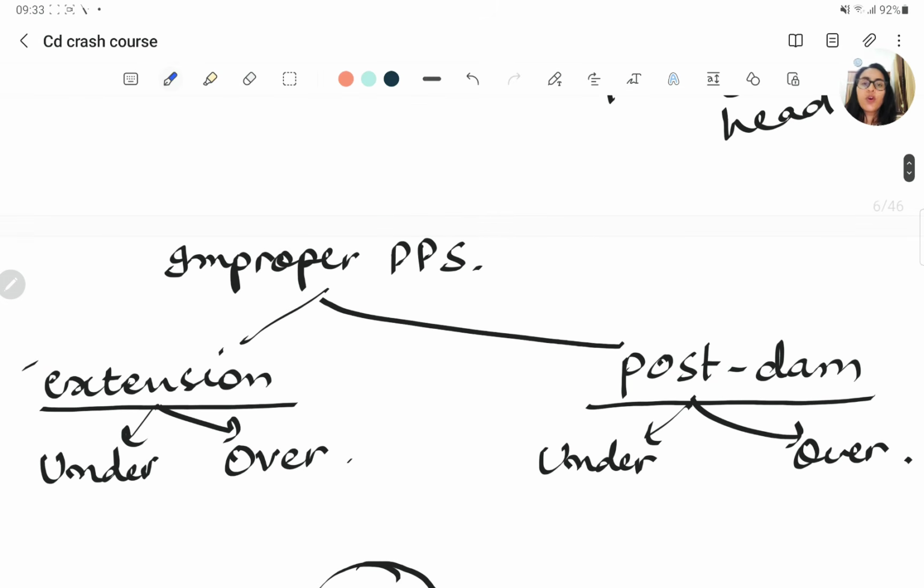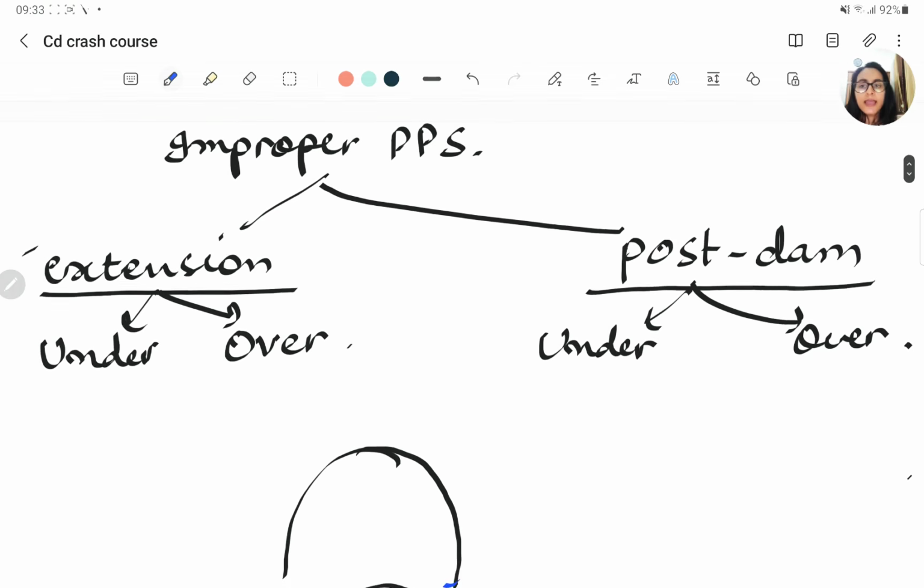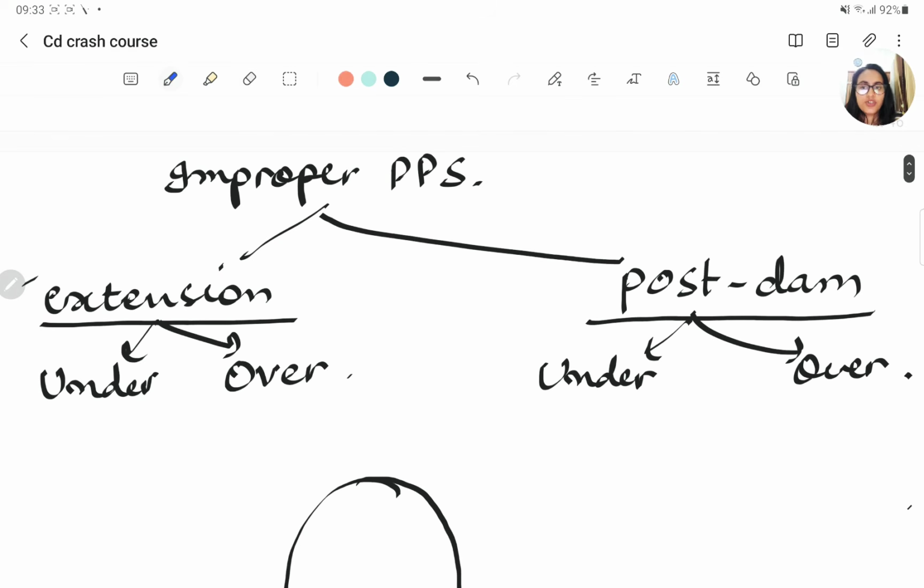And again, this is the most frequently asked question: improper PPS. What if you have not recorded PPS properly? Either the extension of the denture is over or under. Over means that the extension of the denture is beyond the PPS area. So we have gone past the fovea palatini.